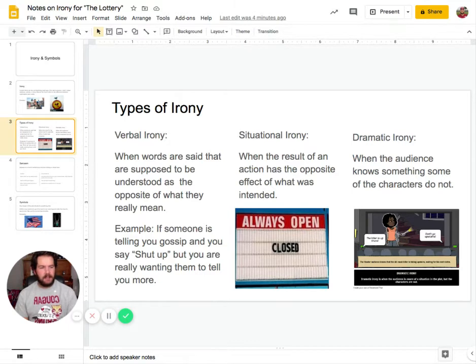Things like that. There's dramatic irony. That's the third one. This is when, in a work of art or literature or a play, the audience knows something the characters inside the story don't. So this example might be a little bit hard to see.